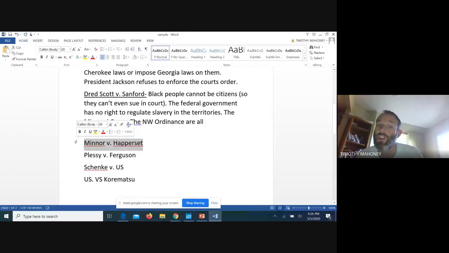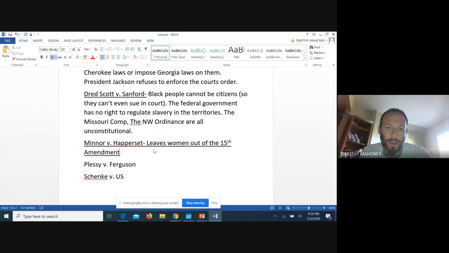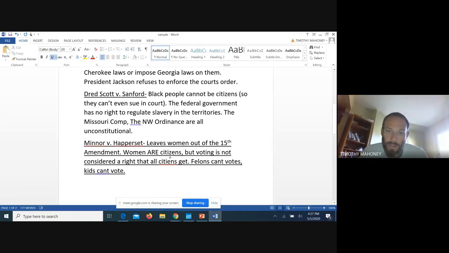Let's do Minor v. Happersett. This is during the Reconstruction era, and this leaves women out of the voting. What is the voting one? That's the 15th Amendment. Leaves women out. Women are citizens, but voting is not considered a right. Remember, felons can't vote. Kids can't vote. Yet they're all citizens.